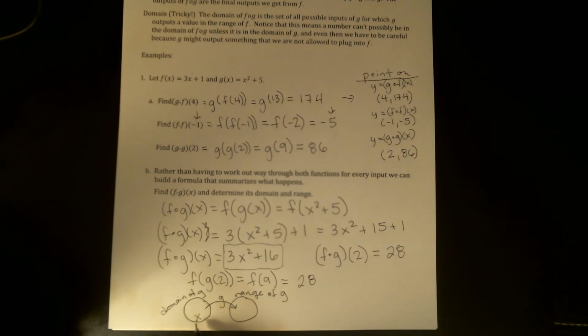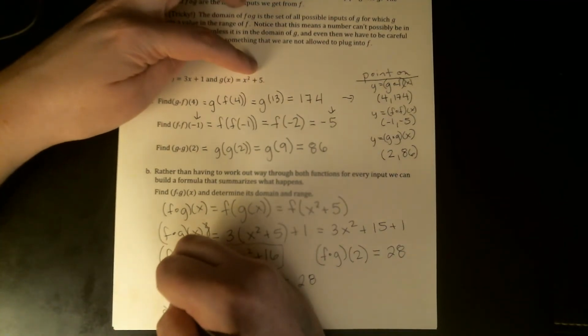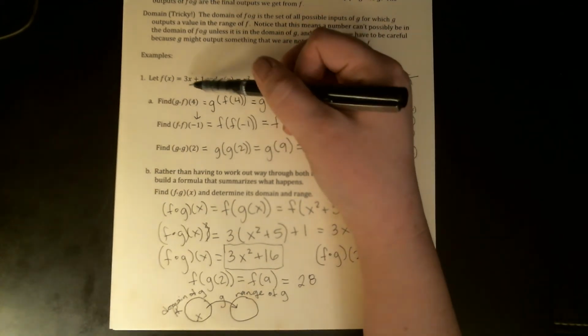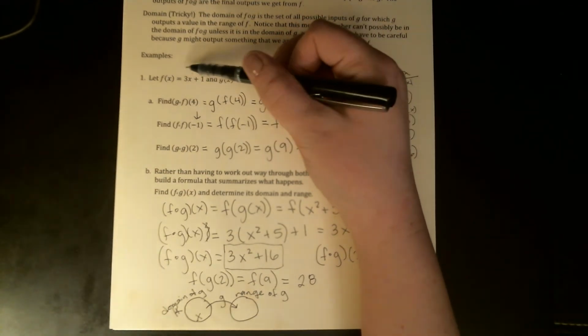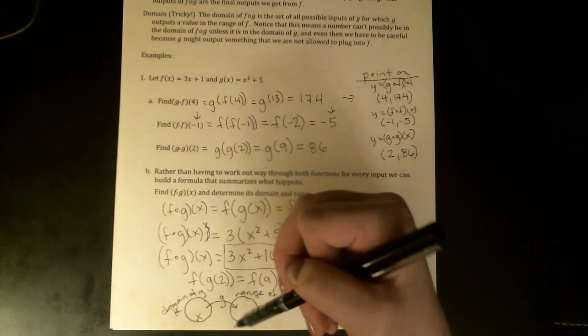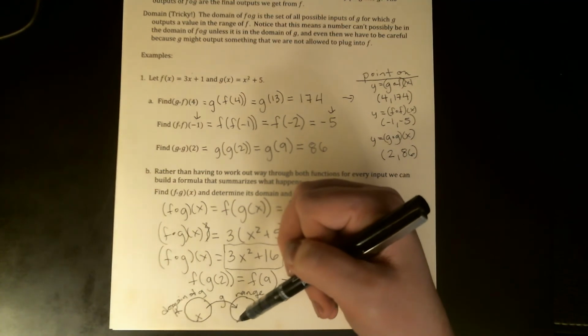So the domain of G, G is this quadratic. This is really all real numbers. It doesn't have any domain problems. I can plug anything I want into G. Conveniently, the same is actually true for F. I can plug anything I want into F. I'm not going to have any problem. So there's no reason for me to leave anything out in the first step or the second step.